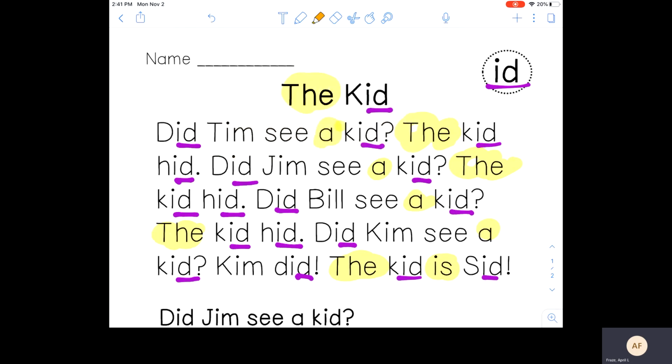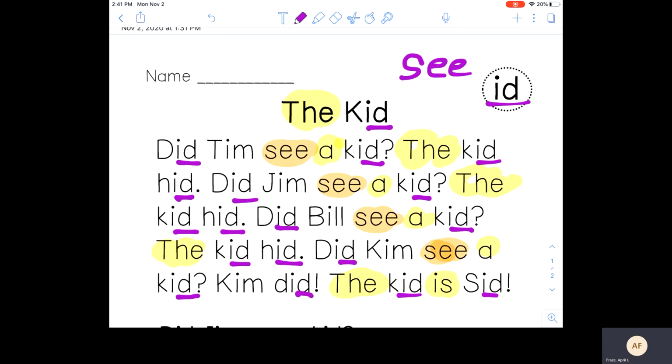The only words that might be tricky are we have S-E-E in this several times. S-E-E is the word see. When you have two E's in a word, it makes the long E sound.